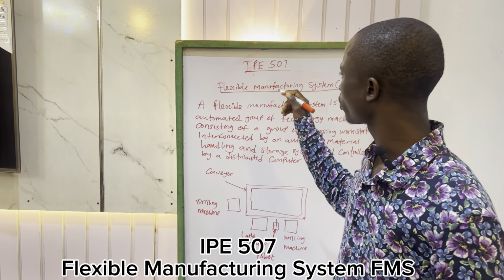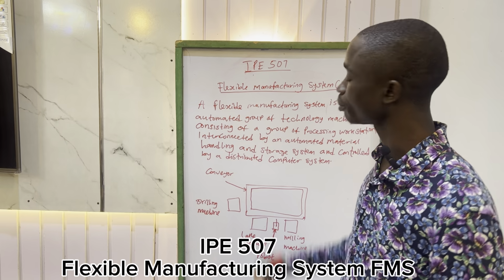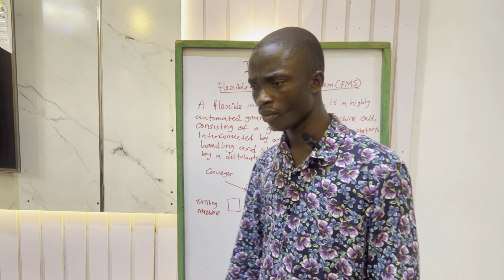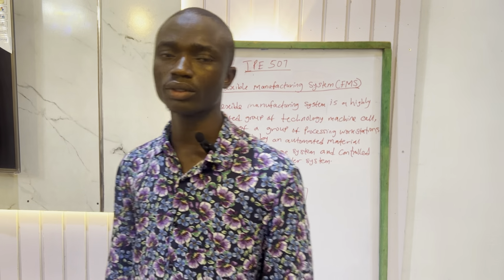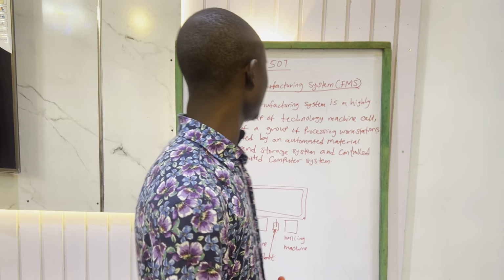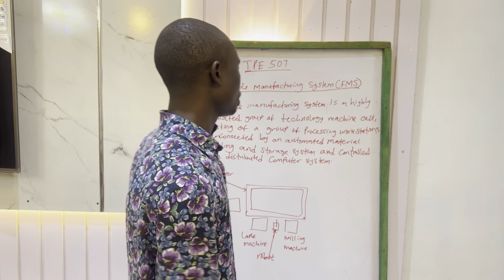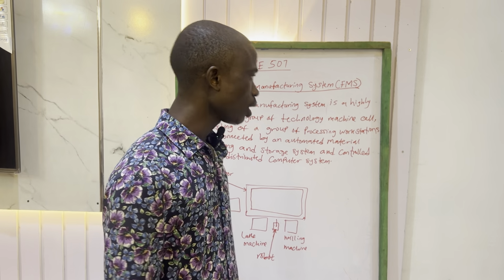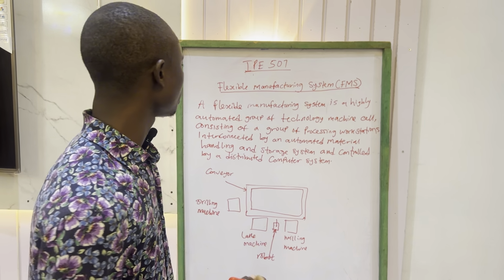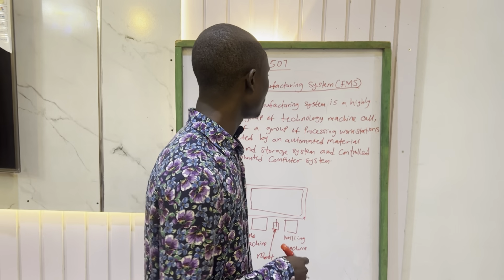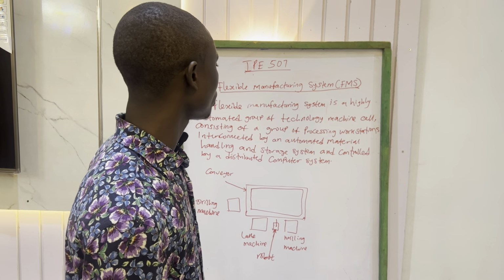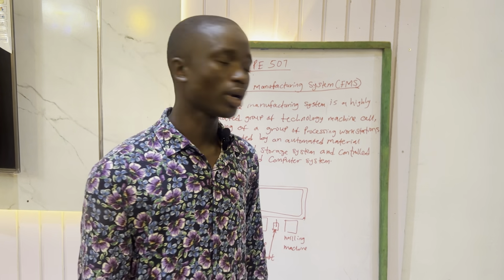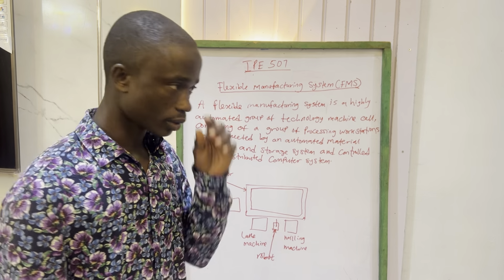This afternoon, I'll be taking you through a topic we call flexible manufacturing system in IP 507. What do we mean by flexible manufacturing system? A flexible manufacturing system is a highly automated group of technology machine cells consisting of a group of processing workstations interconnected by an automated material handling and storage system and controlled by a distributed computer system.